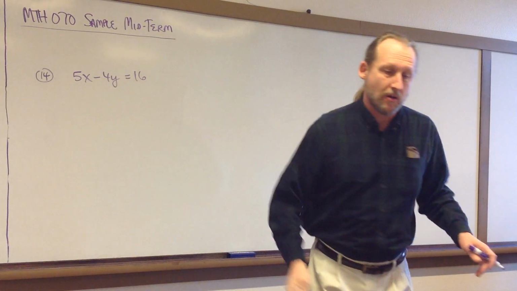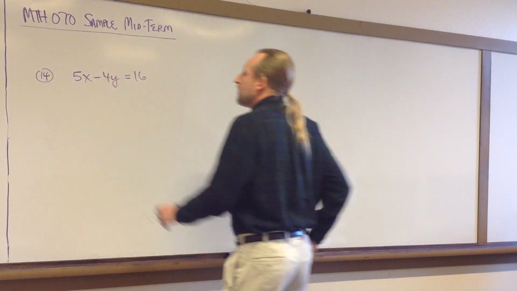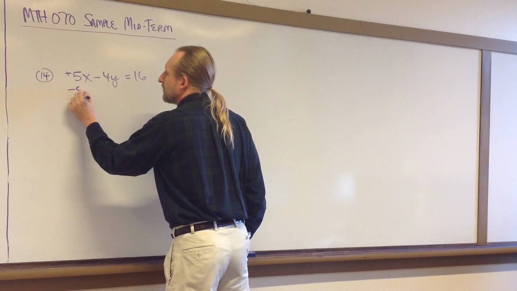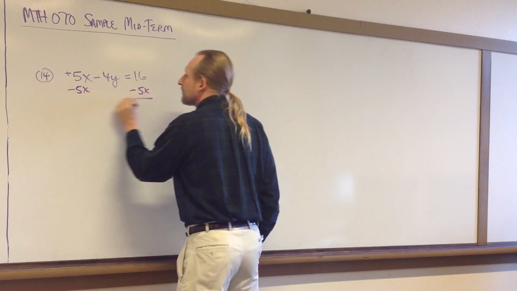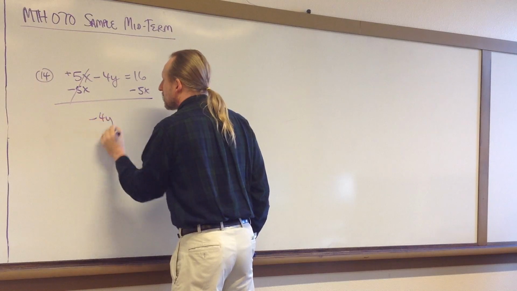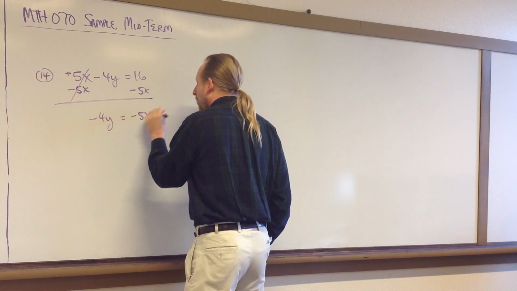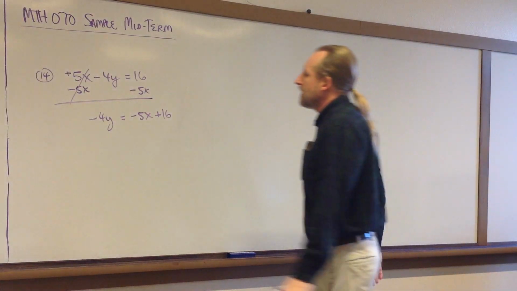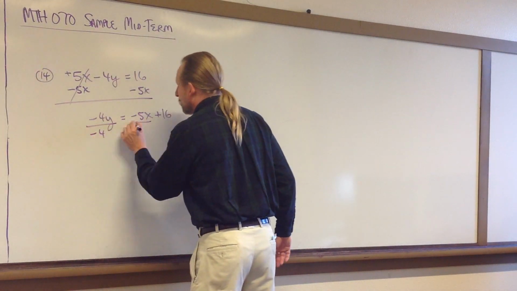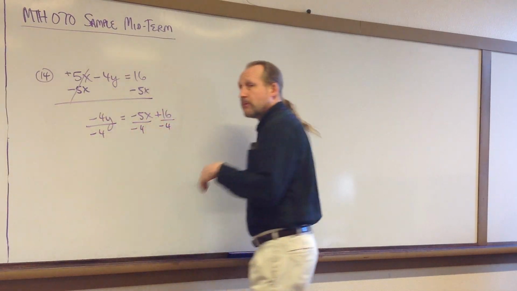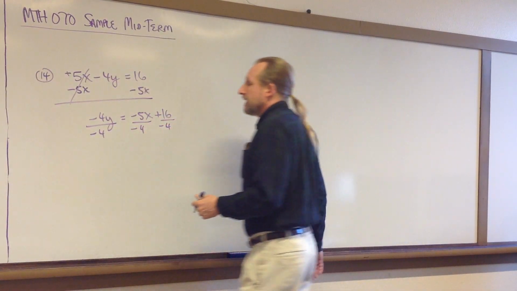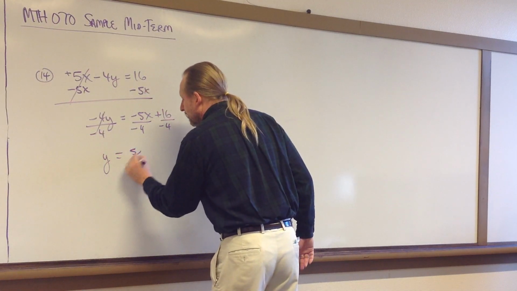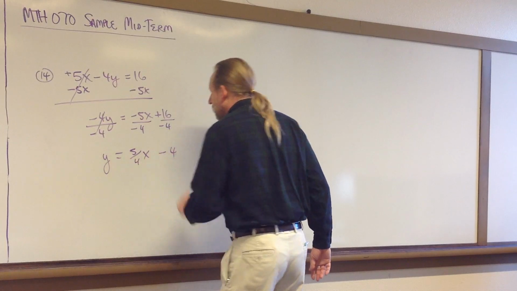Let's see here. So remember, this minus sign is attached to the 4y. This 5x is a positive 5x. So if I want to move it to the other side, I have to subtract. So then we get -4y equals -5x plus 16. And then here, this is a good place to divide individually. Okay? At least I find it helpful. You don't have to if you don't want to. So this will be positive 5/4 x minus 4.